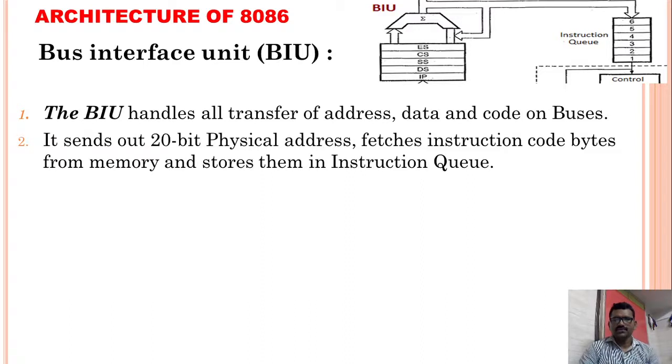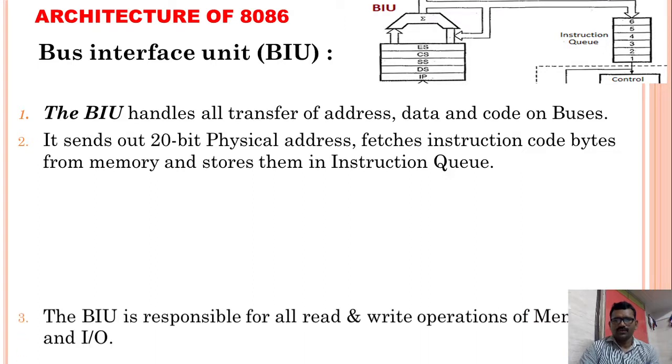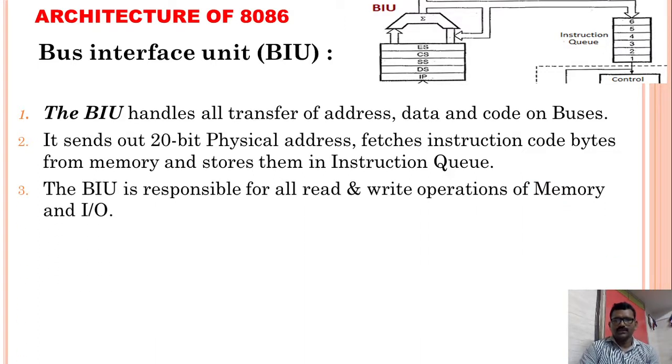And the BIU sends the 20-bit physical address. Yes, it has a 20-bit physical address generation circuitry. By using a 16-bit address, it generates the 20-bit physical address of data or instruction stored in memory or in an I/O port. Next, one of the responsibilities of the BIU is read and write operations of memory and I/O. It will take care of read and write operations, which we call the bus operations of the microprocessor.